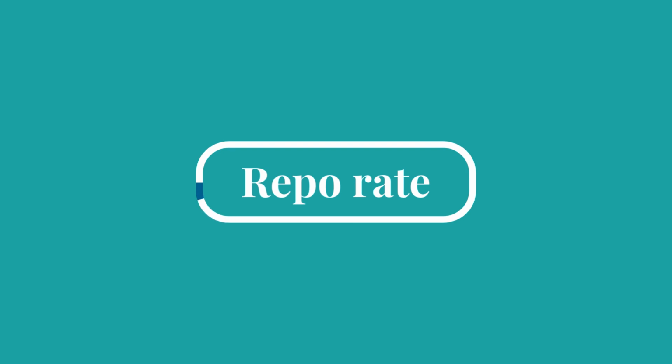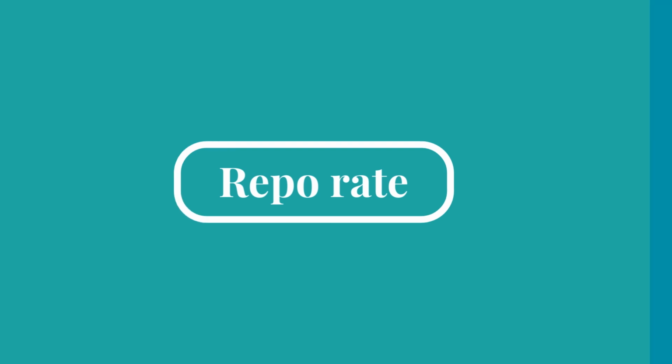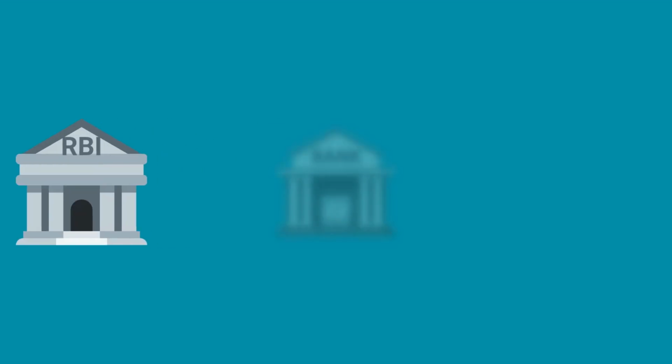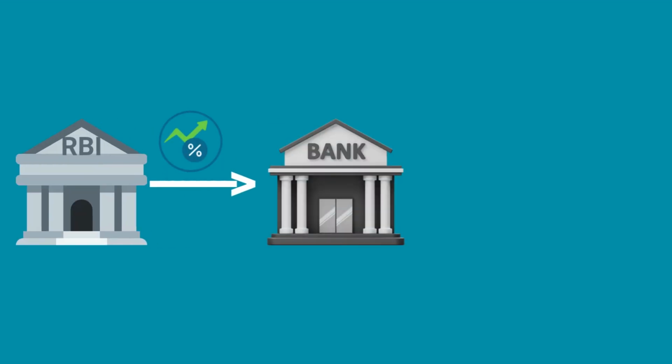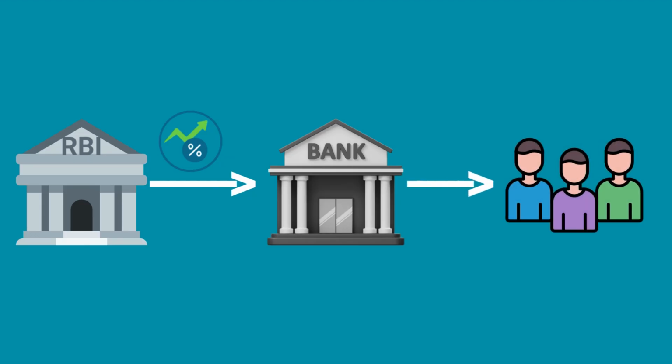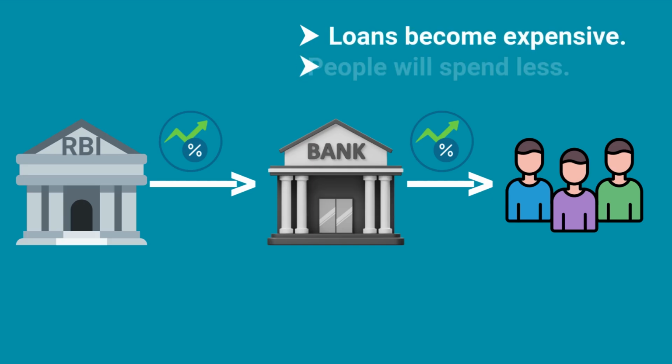The first and most common tool used is the repo rate. If RBI increases the repo rate, banks will have to pay more interest to RBI, so they will also raise the interest rates on loans for customers. As a result, people will take fewer loans and spend less.